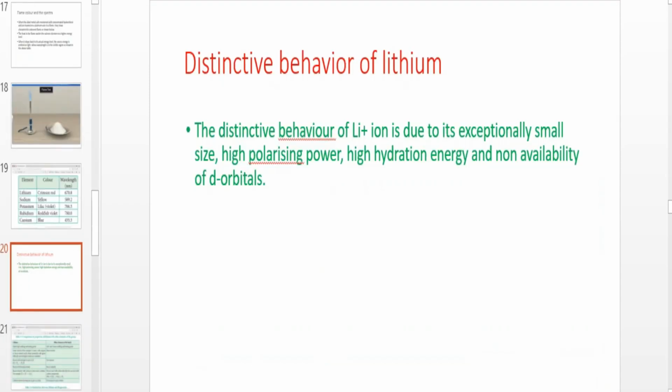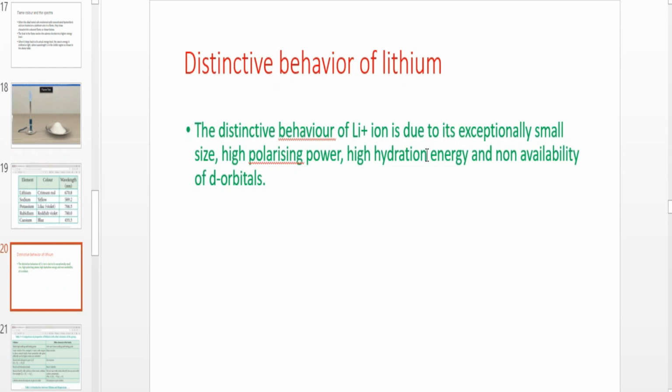Okay, next, distinct behavior of lithium. If you look at this, lithium is the first element of the s-block group, isn't it? The s-block lithium has a special behavior. Why is lithium behaving differently from the other elements? The first point is it has an exceptionally small size. Lithium has an exceptionally small size.